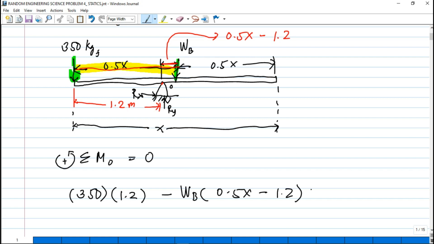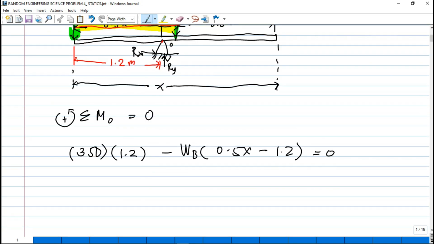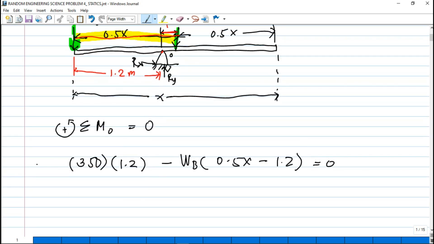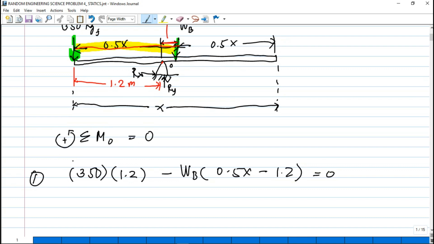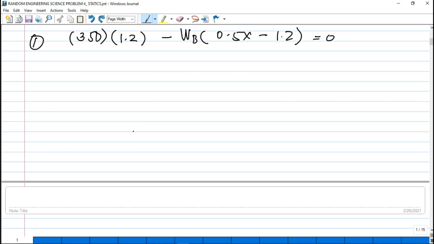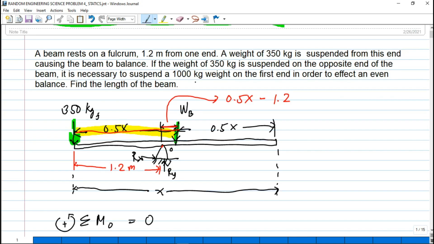Wala siyang moment arm, so that is equal to 0. So this will be our equation 1. Then proceed tayo sa other condition. So i-drawing ulit natin guys yung beam. So we need the second equation to find x.